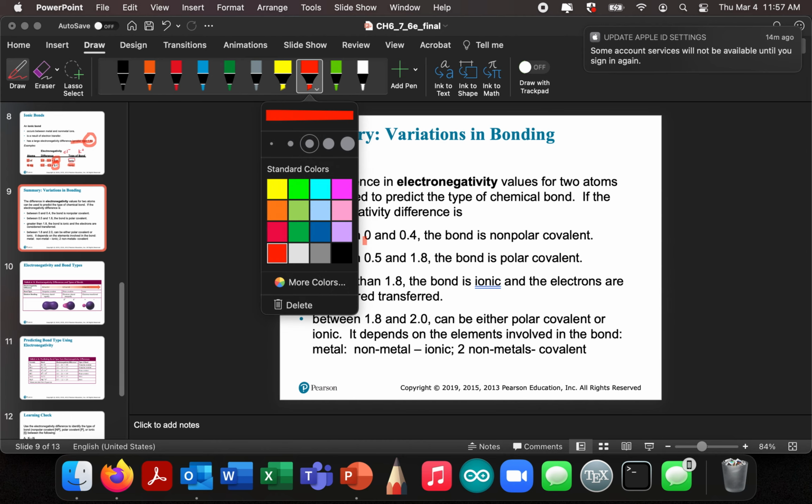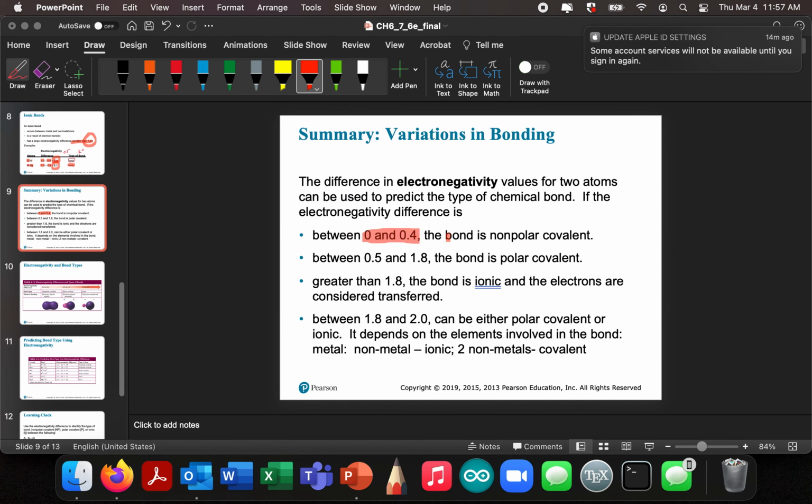If the electronegativity difference is between 0 and 0.4, we say it's small. That's a small difference, and therefore we say it is nonpolar. If it's between 0.5 and 1.8, then we say that's moderate. That's not really a small difference, and we're going to say that bond is polar, but still shared.